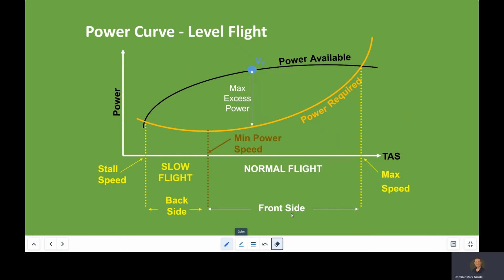Now notice I did not say add power to fly slower. That's not it. If you want to fly slower, like put the landing gear down, you need more power. If you're adding drag into that mix, you're going to need more power to overcome that drag that you introduced.